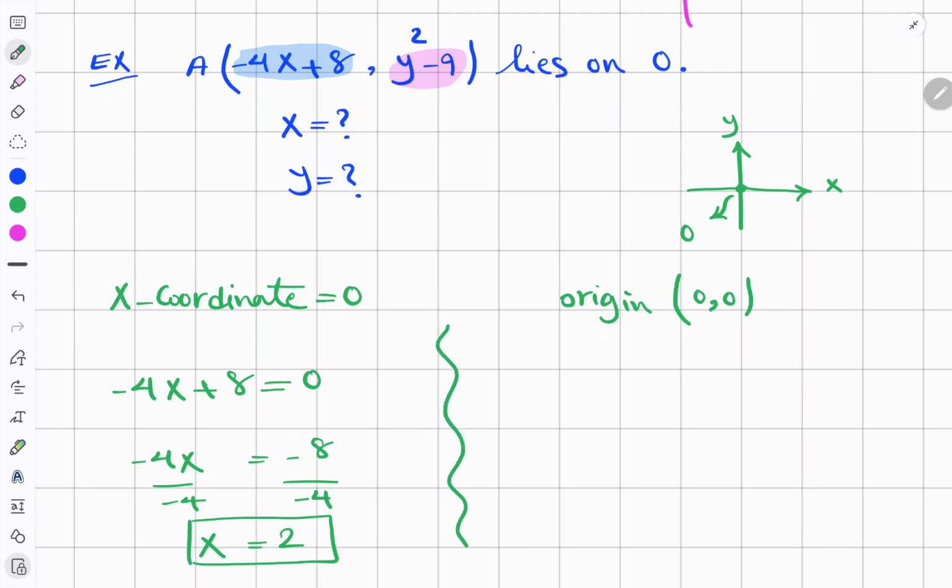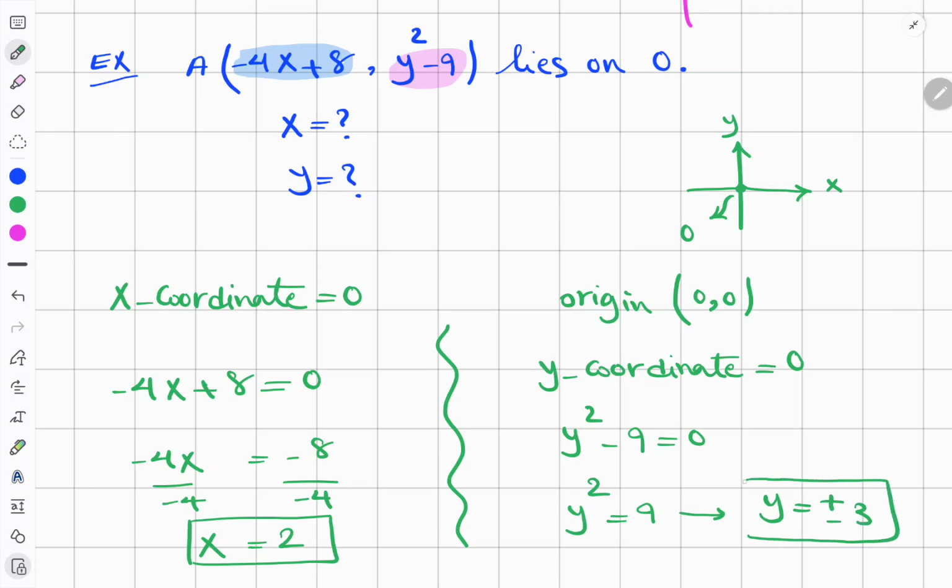And how about the y coordinate? y squared minus 9 equals 0. So y squared is 9. And because this is a quadratic equation, y can accept two values, positive and negative 3. In fact, if x is 2 and y is positive 3 or even negative 3, the point A will lie on the origin.